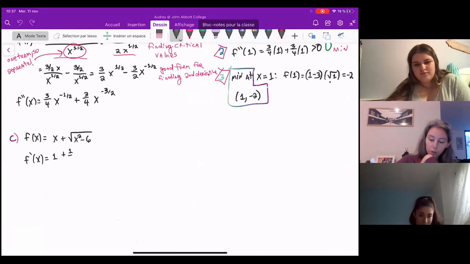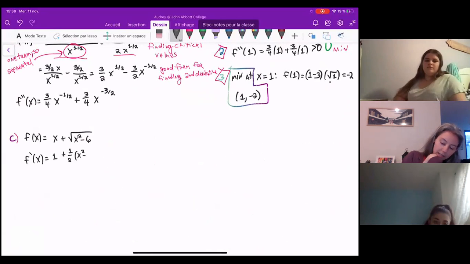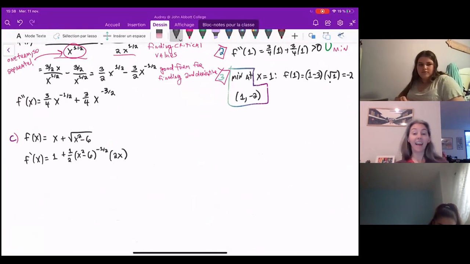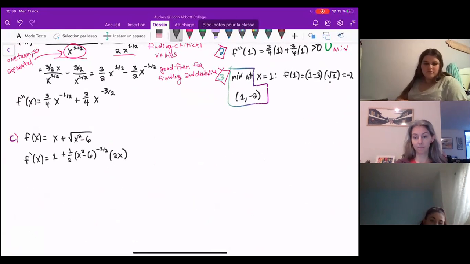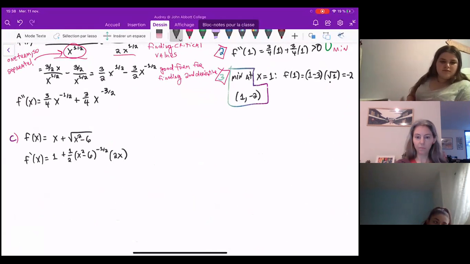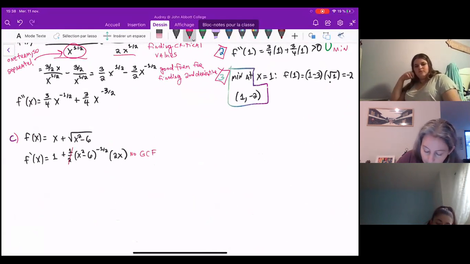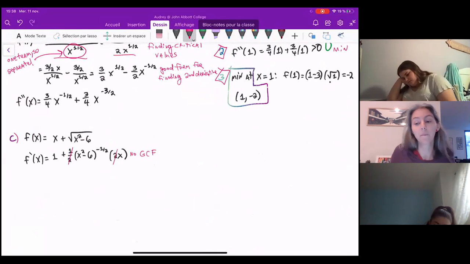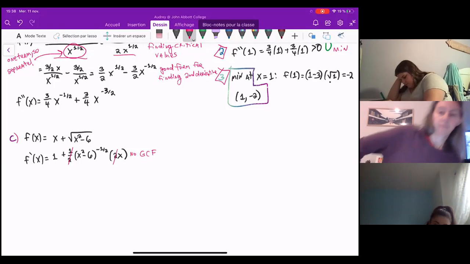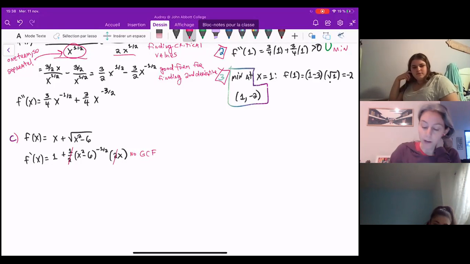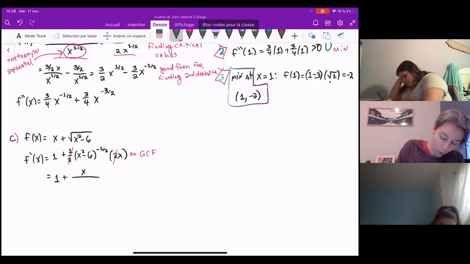Okay, so taking our derivative, I bring my 1/2 down, x squared minus 6 to the negative 1/2, and then times 2x. Does this thing have a greatest common factor? No. So there's really not much I can do in terms of simplification, except I can cancel out those 2's because 1/2 times 2 is 1. And do I have a negative exponent? Yes, and we want to get rid of negative exponents. So here we'll say this is 1 plus x over x squared minus 6 to the positive 1/2.